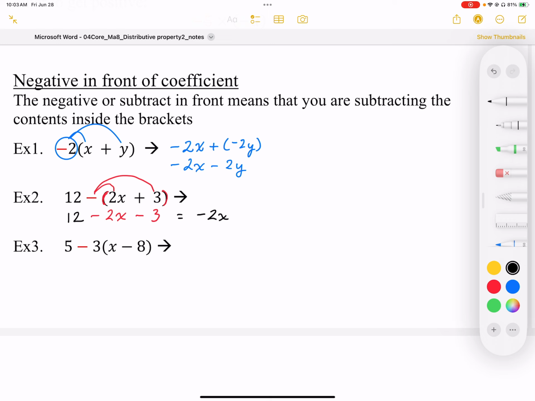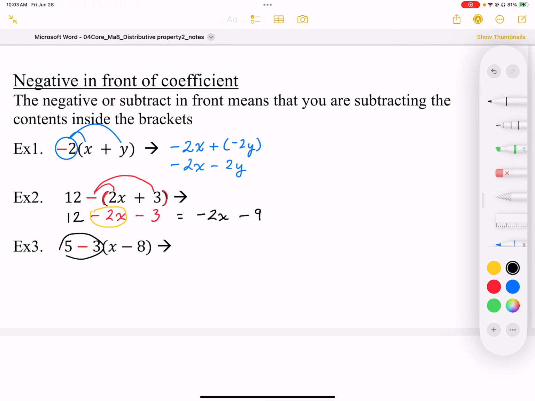This becomes negative 2x. The sign goes with whatever's to the right of it. This negative goes with the 3. So that becomes negative 2x. 12 minus 3 gives me 9. Be very careful because this negative behind the 12 does not work. The negative does not go with the number in front of it. The negative always goes with the number to the right of it.